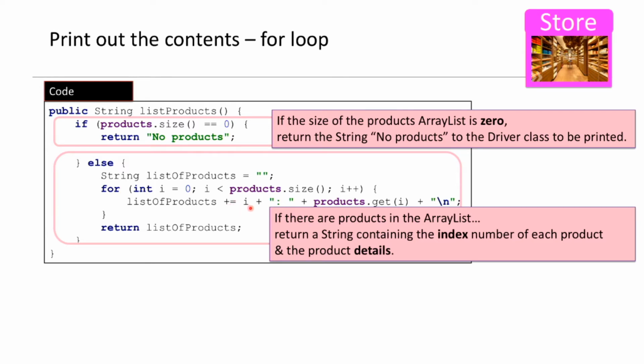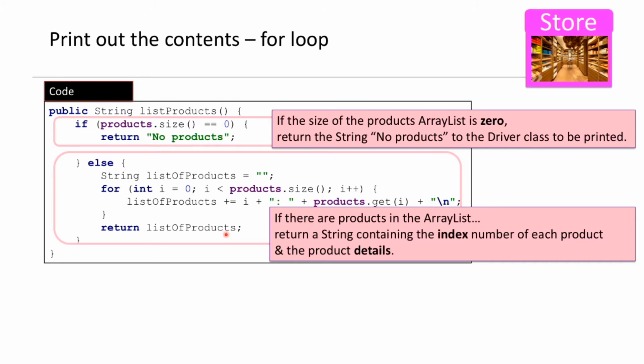And that is I, which is the loop counter variable, plus a colon and a space, plus products.get(I). So that's going to bring back the fields of the current product as a string and add it to this list product string. And it does that for each one of the products. We then finish by returning the list of products.